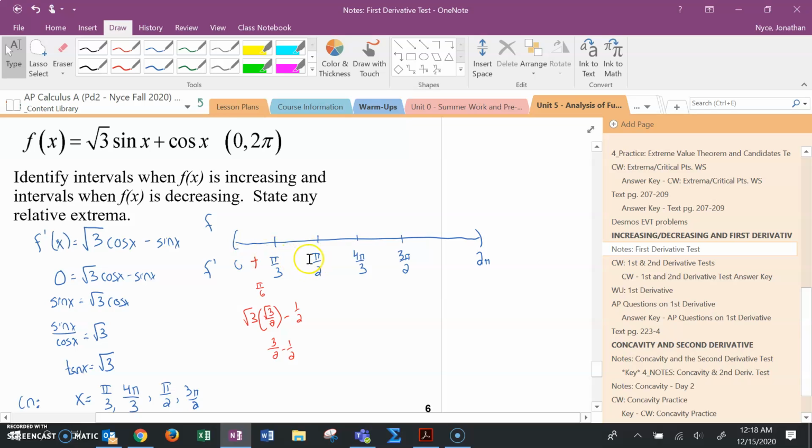For pi over 3 and pi over 2, there's not really a nice, neat, special angle to pick. But if we pick something super, super close to pi over 2, then the sine of pi over 2 is going to be 1. The cosine of pi over 2 is going to be 0. So if we're picking an angle very close to pi over 2, cosine, this term is essentially 0. This term is essentially 1. So we have 0 minus 1, which is going to be a negative number.